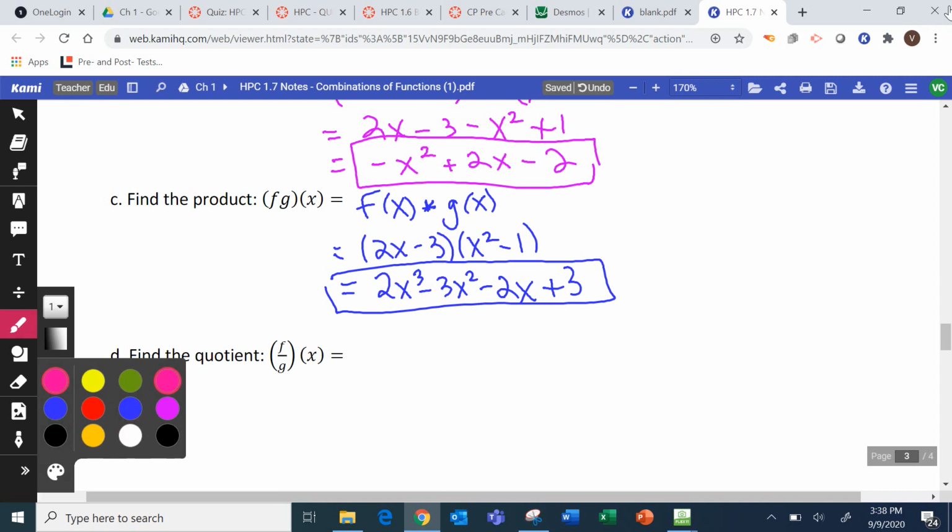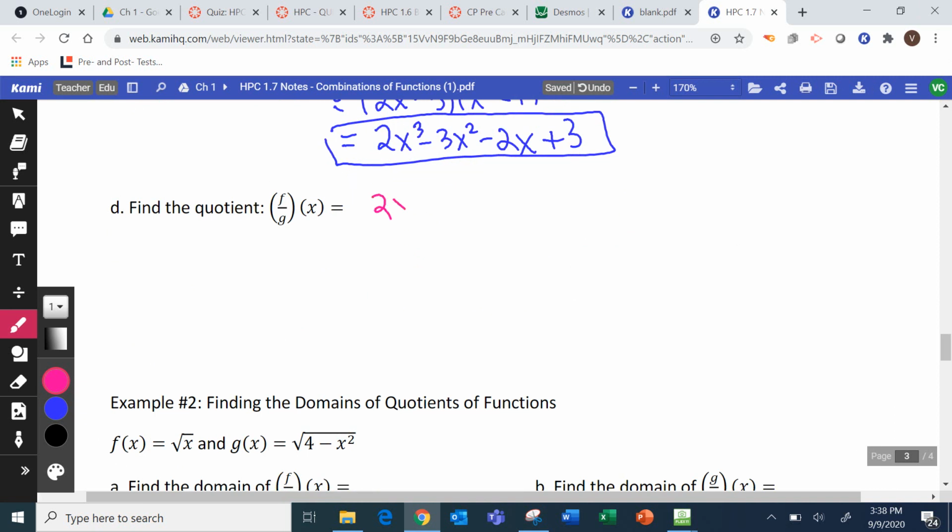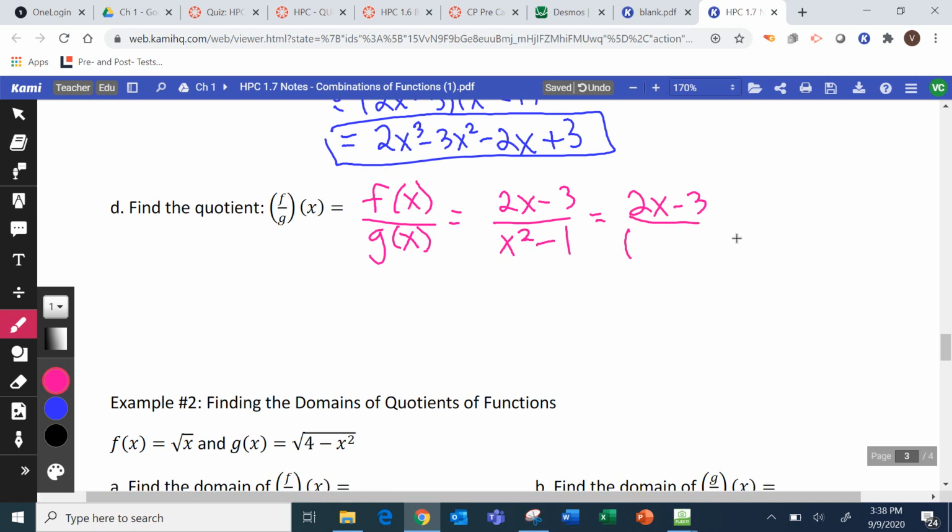All right, and then we've got the quotient. Oh, oops, I'm sorry, I forgot to write the f of x part first. So I'll have f of x over g of x: 2x minus 3 over x squared minus 1. Now, I could factor that, but if I factor it, nothing is going to simplify. So I don't really see the need to have it in the factored form.